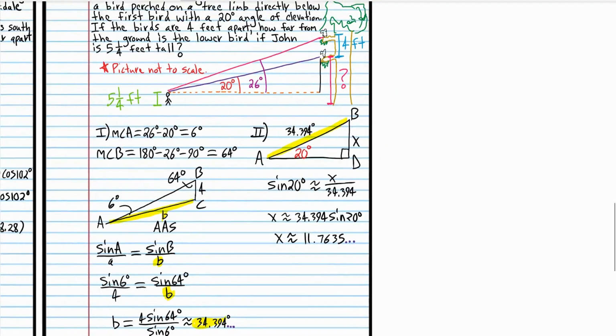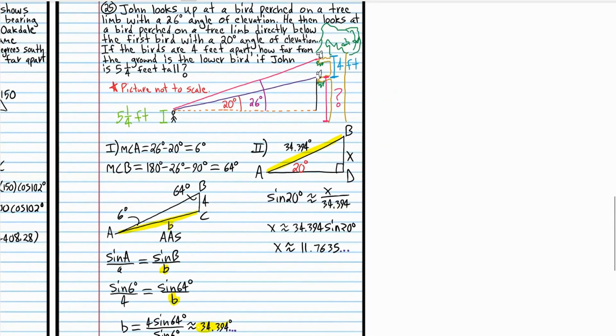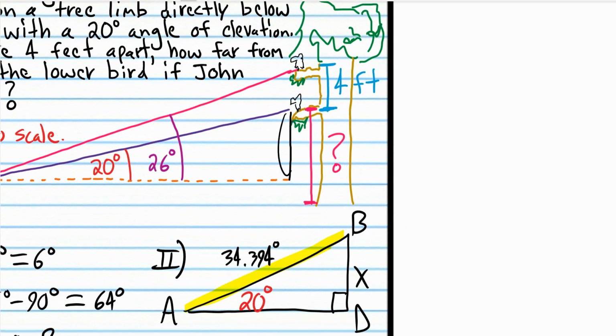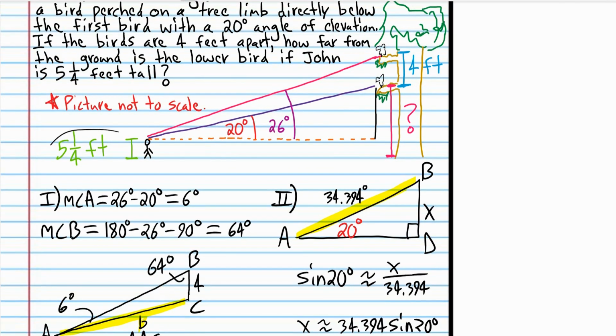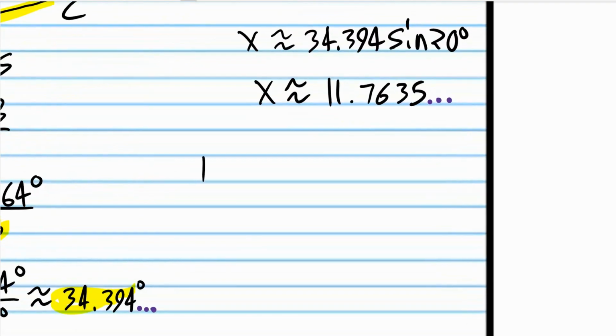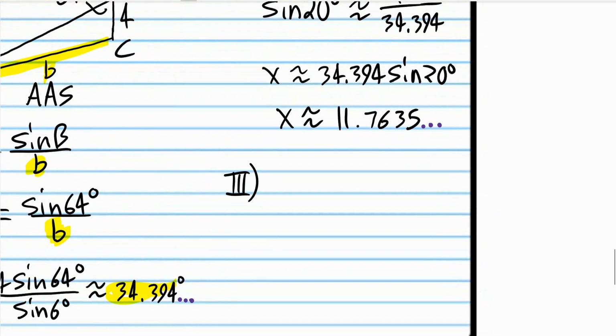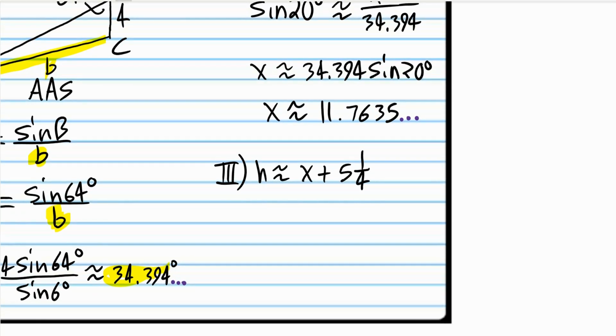Now a lot of students at this point would say, well, we're done. We've found our answer, but we have not actually found the answer. We found this distance here. That's not what we're looking for. We're looking for the pink distance here. So we have to add the man's height, 5 1/4 feet. So we can call that part 3 if you want. The bird's height from the ground is 5 1/4 plus X.